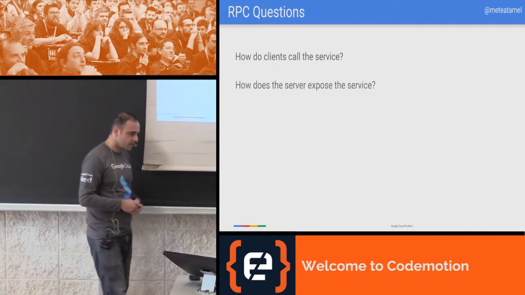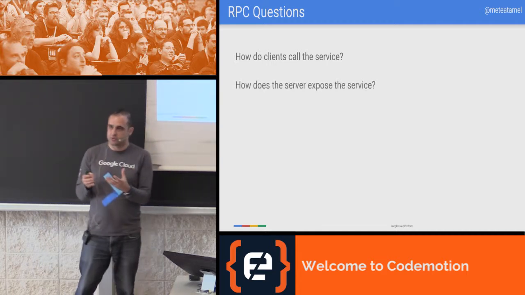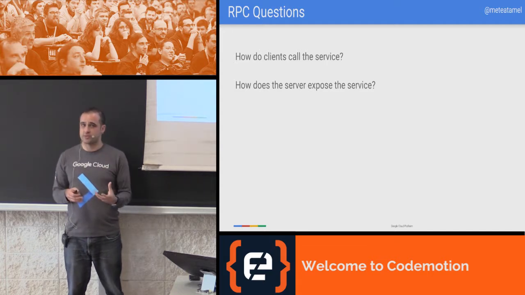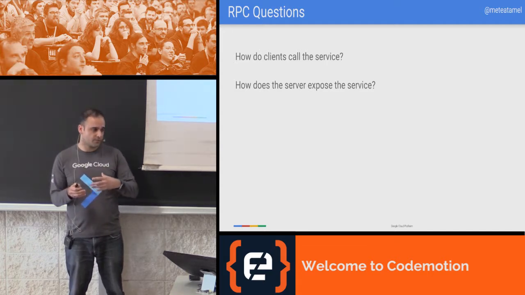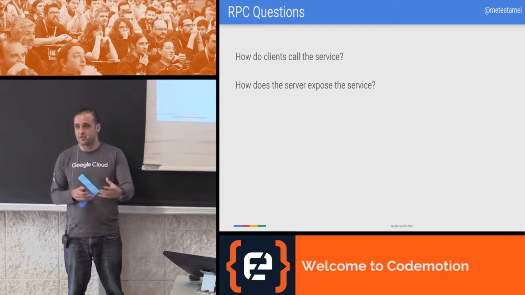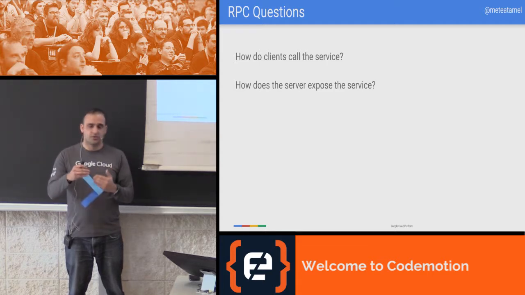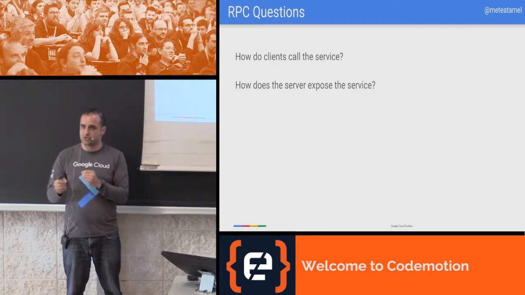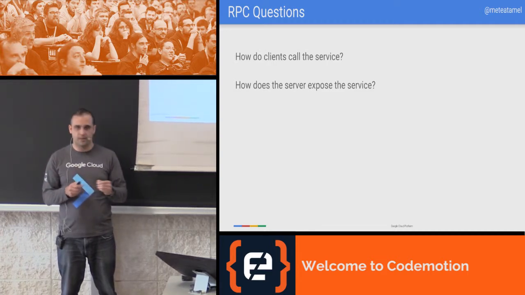Second thing that you need to worry about is, how does the server expose the service? You want to expose the greeter service, but you don't want to expose everything you have. Maybe in the greeter service you have a bunch of other methods. You don't want to expose all of them. You want to pick and choose which ones you expose. So there are things to worry about there, like how do you actually mark the services that you want to expose to the clients.